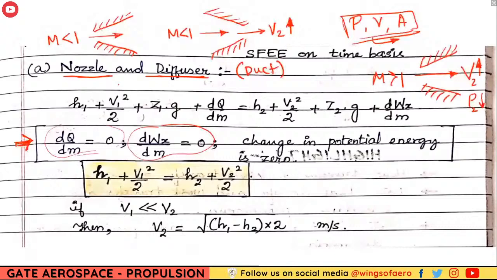Now, with the previous equation, if we don't have the heat and work done, we put a zero, and the change in potential is also zero, because all are aligned in the same line. If I consider this cross section, and I'm taking reference from here.